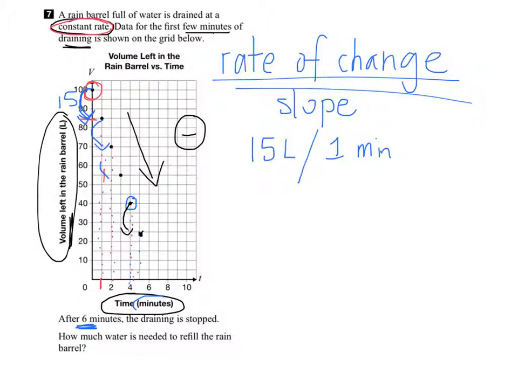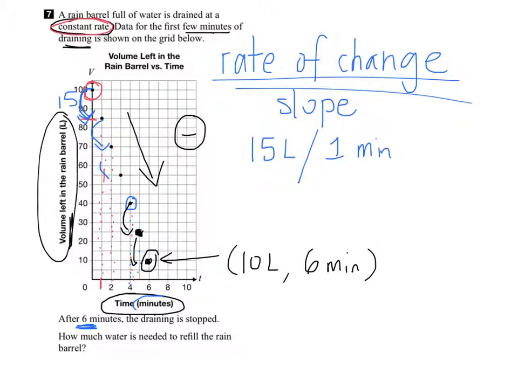25. Good. And then for 6 minutes, we want to decrease by another 15. What's 25 take away 15? 10. So at 6 minutes, there's 10 liters of water after 6 minutes.